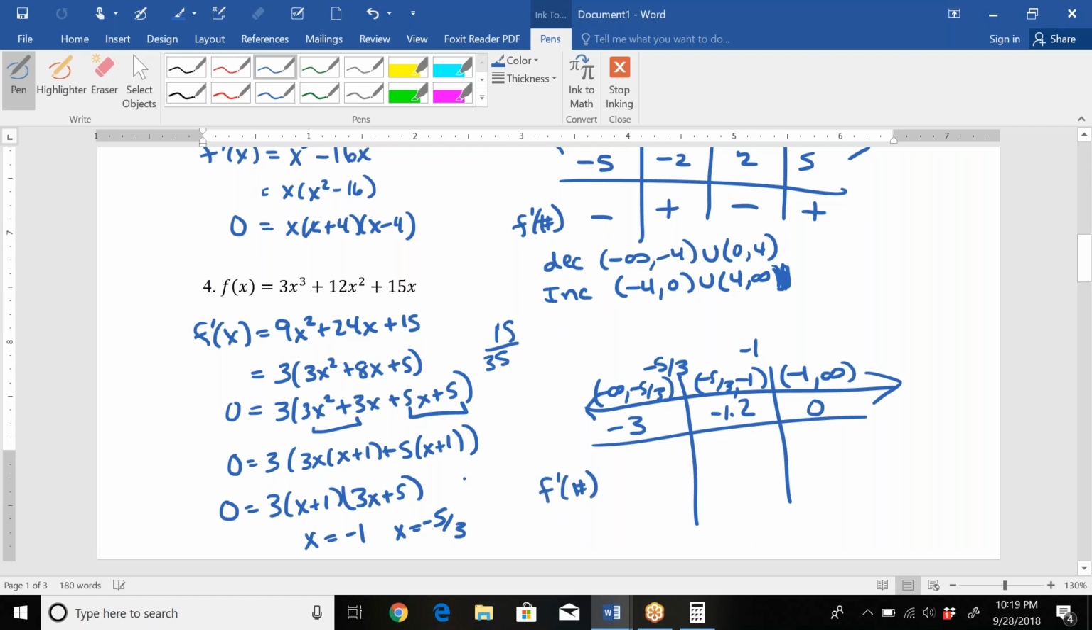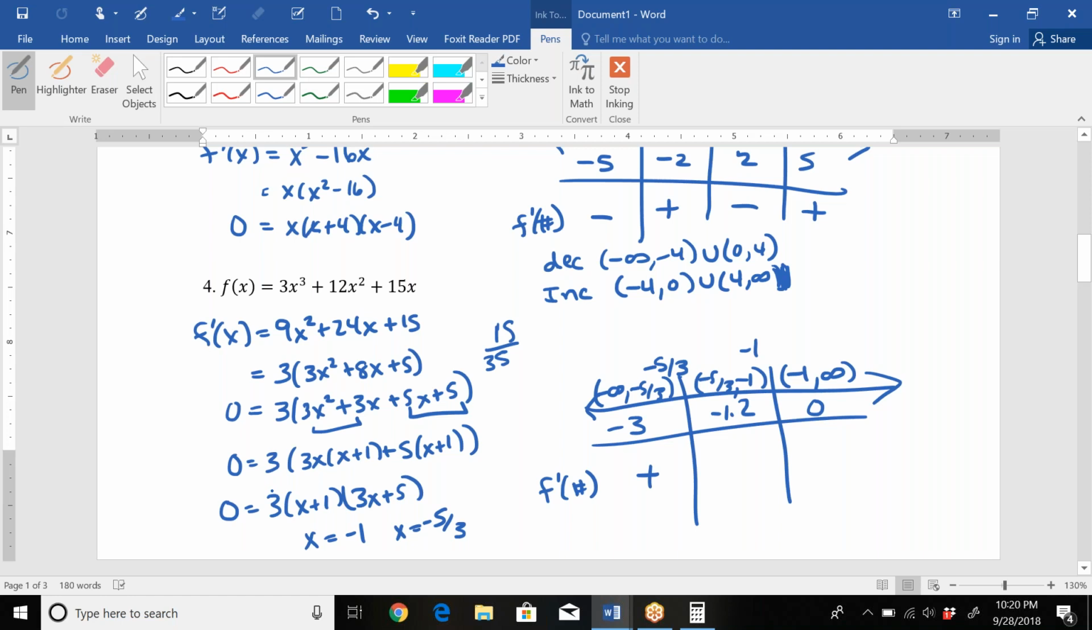And we want to plug those numbers into our first derivative here. You just want to go with the factored form. It's just easier. So 3 is positive. -3 plus 1 is negative. -3 times 3 is -9 plus 5 is negative. So that's two negative factors, which makes it an overall positive.